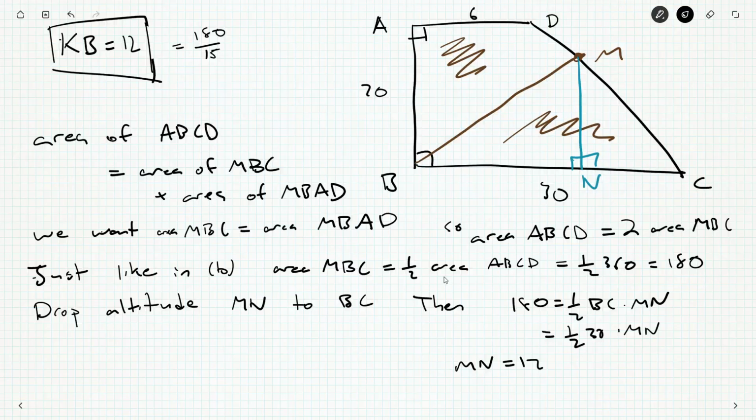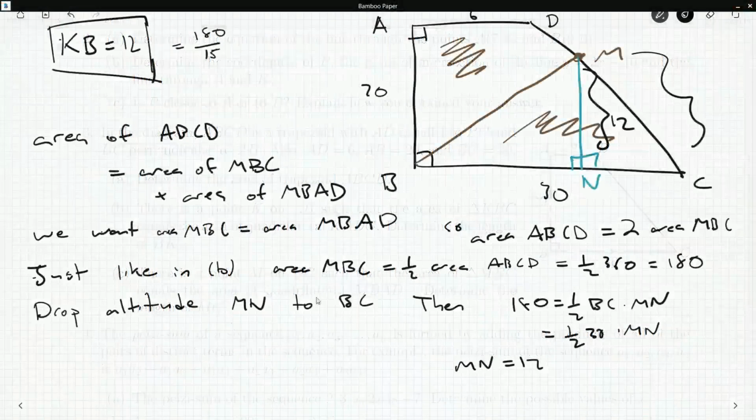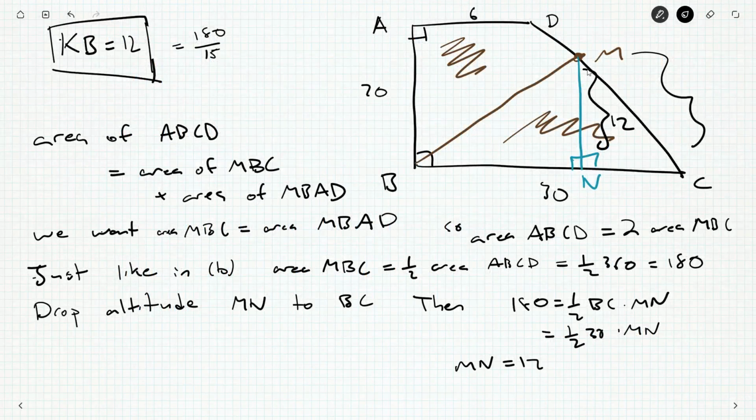Okay, so we now know this length here. It's 12, but we don't want that. We want MC. That's what they asked us for. Determine the length of MC. So we're not done. This 12 here, it could help us, but we're not finished. Okay, what can we do with this 12?